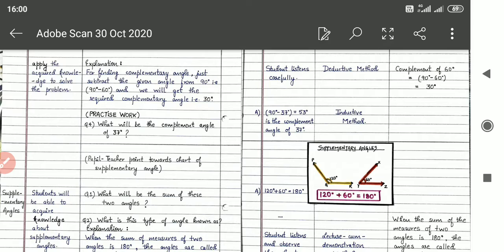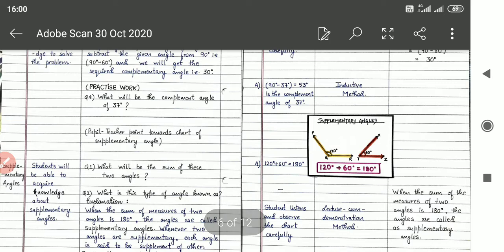Let me tell you in short what is inductive method. Inductive method means when we derive a formula or a principle or a statement, or we reach a theory, then it is an inductive method. And when we use or utilize that statement, that principle, that theory, that formula to solve a problem, then it becomes a deductive method. So you have to decide which method is being used.